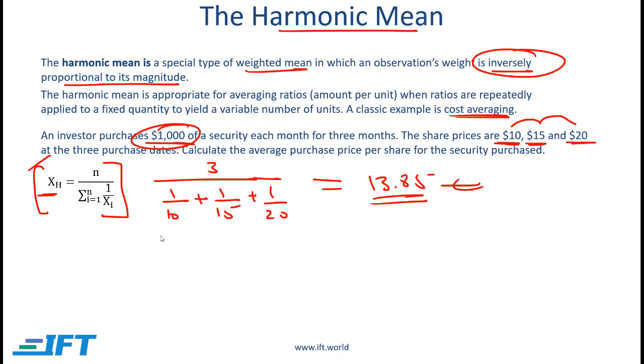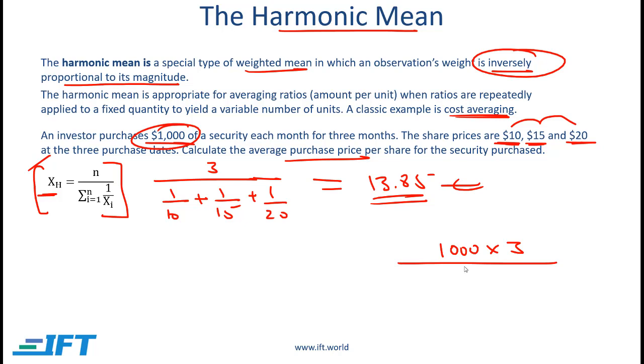And this method will illustrate why we are not using 1000 as part of our calculation. So we can say that the average purchase price is the total amount of money spent divided by the number of shares purchased. Since he's spending $1,000 per month for 3 months, the total amount of money spent is 1000 into 3. That's the total amount of money spent.